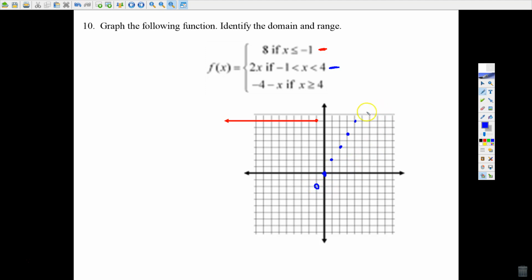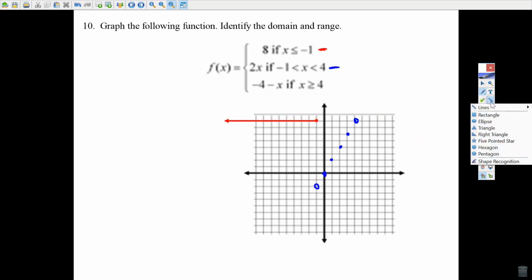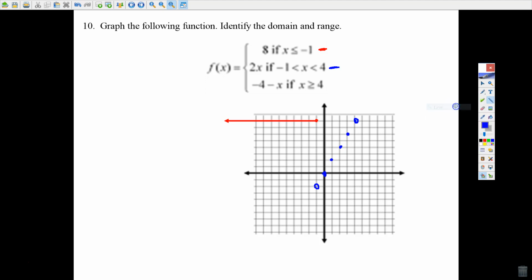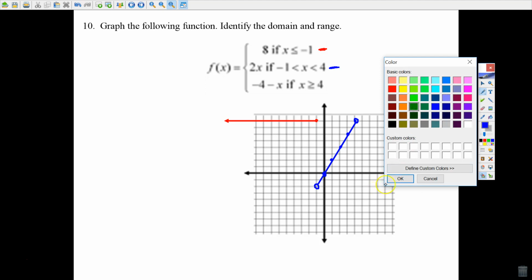So this should be open. This also should be open. And we'll connect the dots in between. And it looks something like that. I may have missed a dot or two, but you get the general idea. And then finally I'll do this last piece in green.